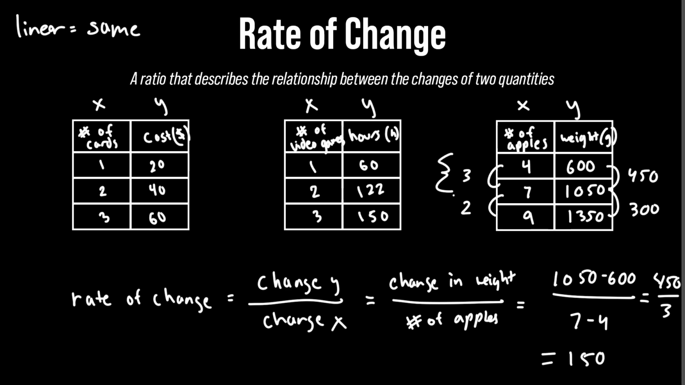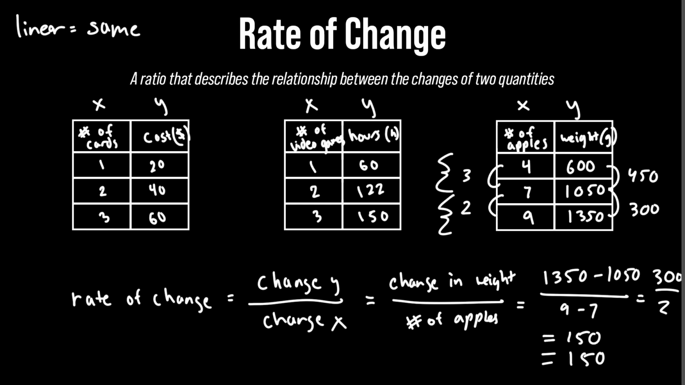How about the interval from 7 to 9? The interval from 7 to 9 is going to go from 1050 to 1350. So the difference is going to be the higher number minus the lower number. And we go from 7 to 9, so the difference is 9 minus 7. This is 300 over 2. And that's also 150. So because the rate of change between the two intervals is the same, we can actually say this is a linear relationship.